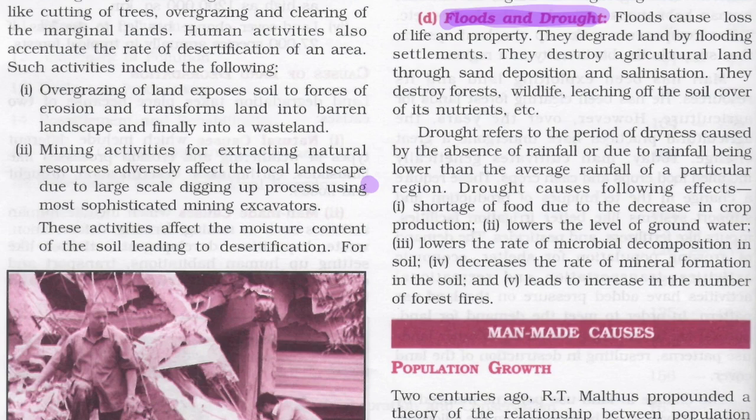Drought has the following effects. When drought occurs, it leads to shortage of food because crop production is less. Drought lowers the level of the groundwater. It also lowers the rate of microbial decomposition in the soil. It decreases the rate of mineral formation in the soil. It leads to an increase in the number of forest fires.